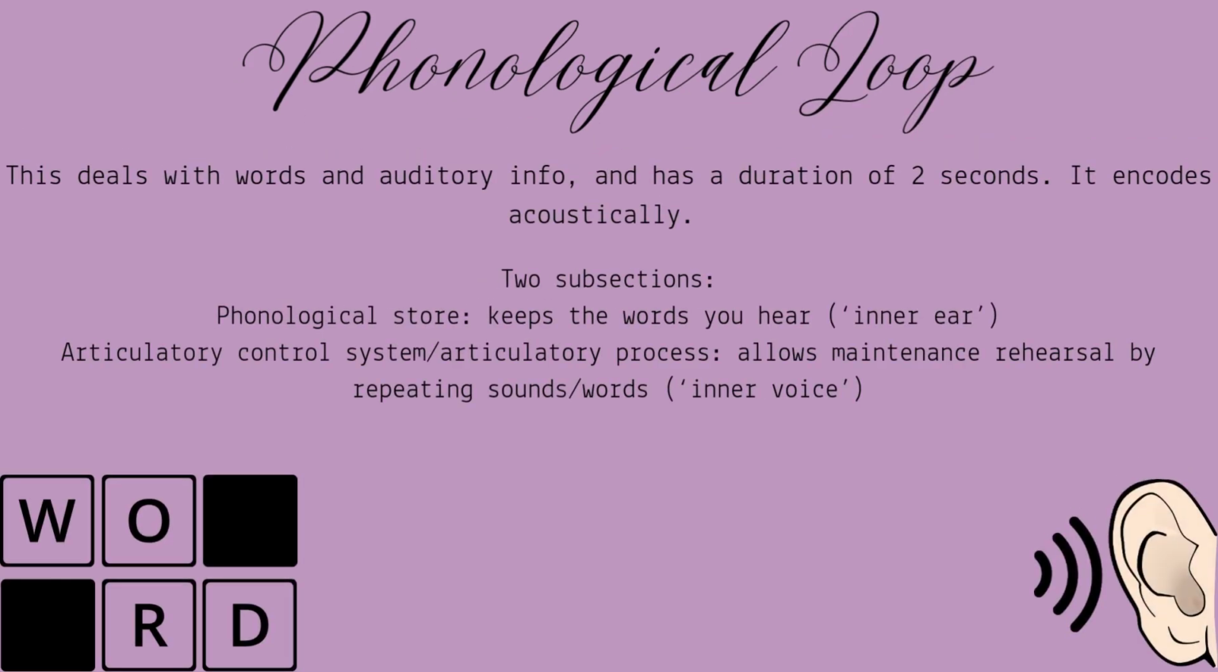We're going to be taking a look at the phonological loop. So this deals with words and auditory information and has a duration of 2 seconds. And because it deals with words and auditory information, it encodes acoustically. Now, you need to remember that the phonological loop has two subsections. So it includes the phonological store, which keeps the words that you hear and is also known as your inner ear. It also consists of the articulatory control system, which allows maintenance rehearsal by repeating certain words.